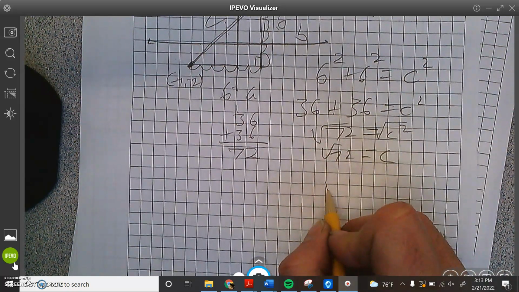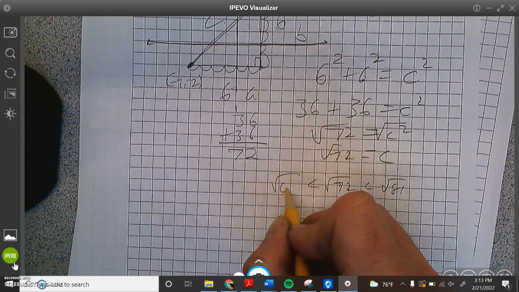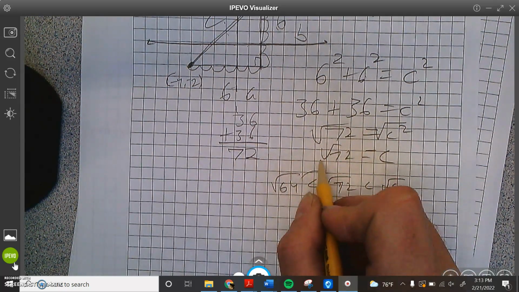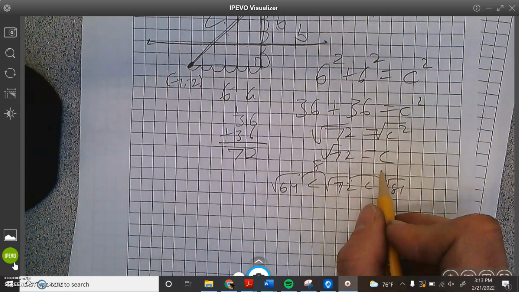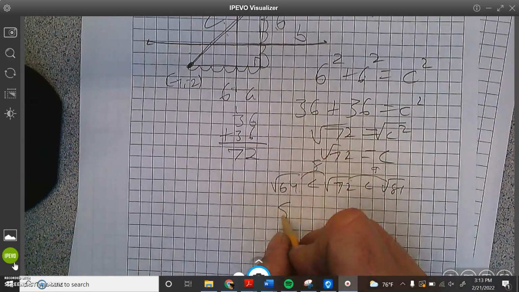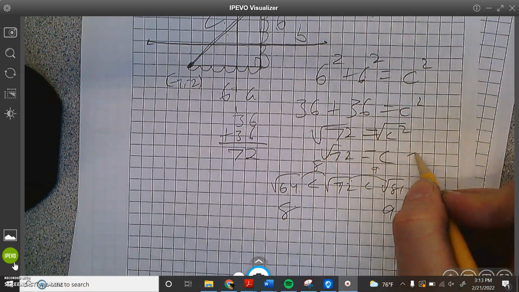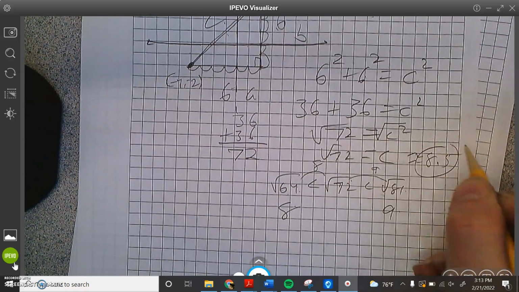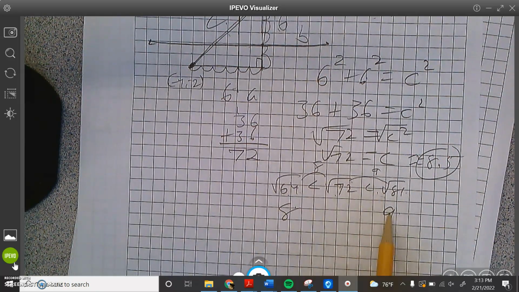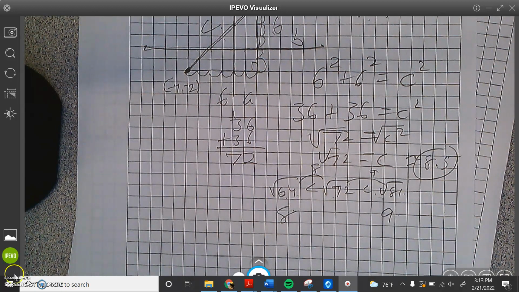Well, what perfect squares is 72 between? That would be 81 and 64. This is 8 away, and that is 9 away. So it's about midway between 8 and 9, because the square root of 64 is 8. So I guess maybe about 8.5, because it's right in the middle between the square root of 64, which is 8, and the square root of 81, which is 9. There we go, 8.5. Good job, everybody. Keep it up. Good work.